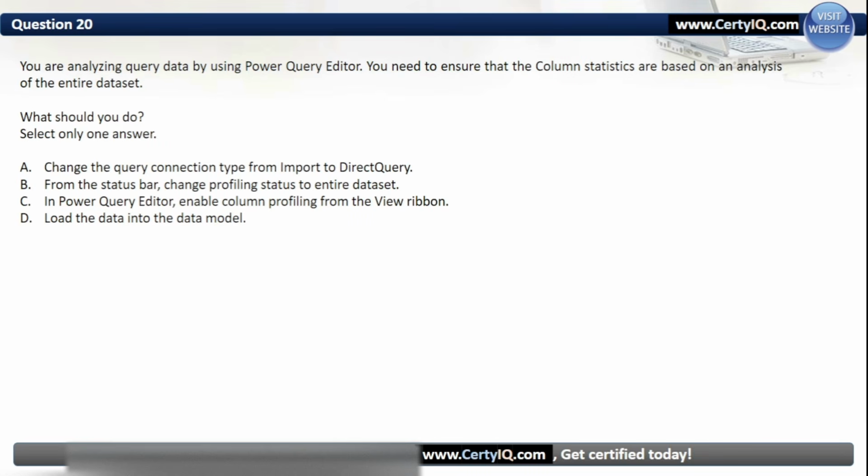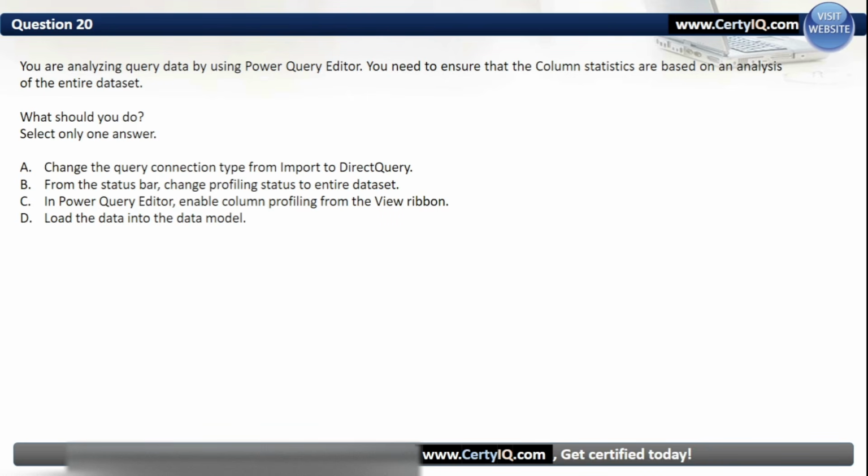Question 20. You are analyzing query data by using Power Query Editor. You need to ensure that the column statistics are based on an analysis of the entire dataset. What should you do? Select only one answer. Our options are A. Change the query connection type from import to DirectQuery. B. From the status bar, change profiling status to entire dataset. C. In Power Query Editor, enable column profiling from the view ribbon. Or D. Load the data into the data model.